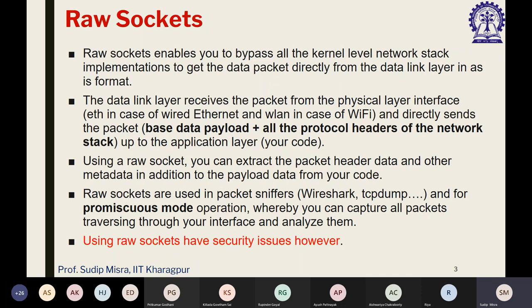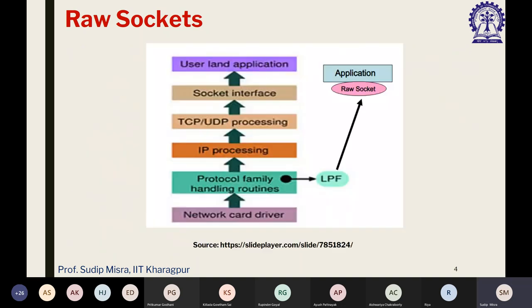You do not typically use raw sockets, but sometimes, with tools like tcpdump, if you really have to get an understanding of what is going on or what is going wrong with a particular node, you take the help of these raw sockets. So this is what I was telling you earlier.